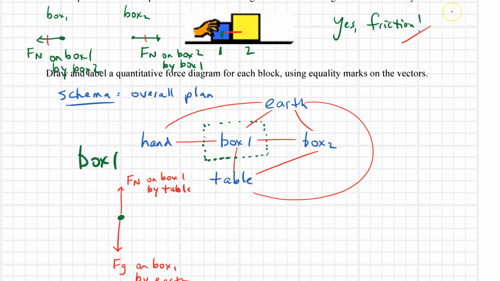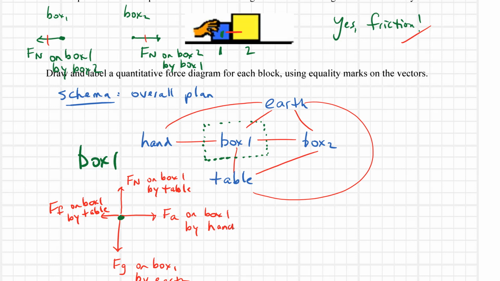We did say there was going to be friction, and that's another one between the box and the table. If it's moving to the right, then our friction force is going to be to the left. So I'm going to say friction on box 1 by the table. How about the hand? Hand is, I guess we'll call it an applied force, and I think it's pushing it to the right, so we'll do a right force here. Force applied on box 1 by hand.